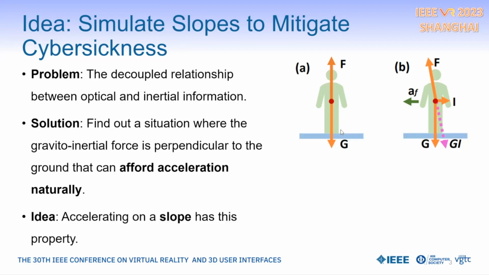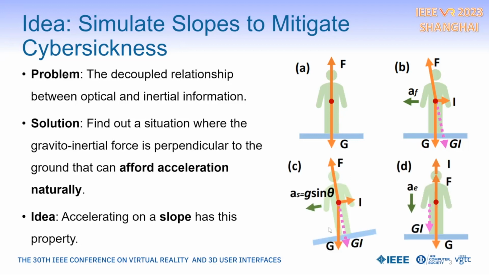That's where slope comes in. A slope naturally affords acceleration. In Figure C, when accelerating freely on a smooth inclined plane with slope angle theta, the acceleration is g times sine theta. This inertial force cancels out the component of gravity along the direction of the slope, and the gravito-inertial force direction is perpendicular to the plane, with magnitude g times cosine theta, which is very close to g when theta is small. That's why we chose to simulate slopes to mitigate cybersickness during virtual acceleration.